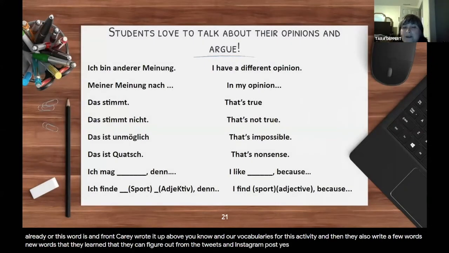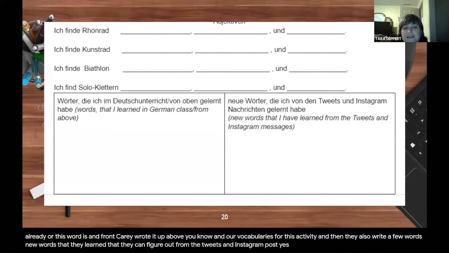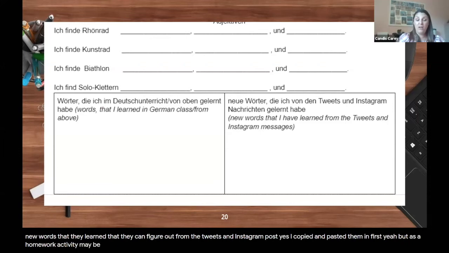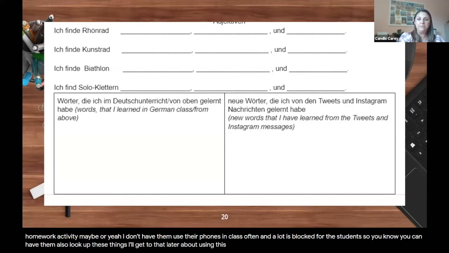Did you have them find the Twitter and Instagram, or did you copy paste them in yourself? I copied and pasted them in first. But as a homework activity, maybe. I don't have them use their phones in class that often, and a lot is blocked for the students. So you can have them also look up these things. I'll get to that later about using this as homework too.